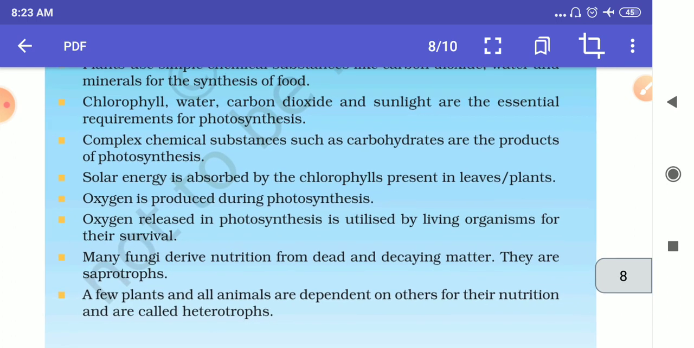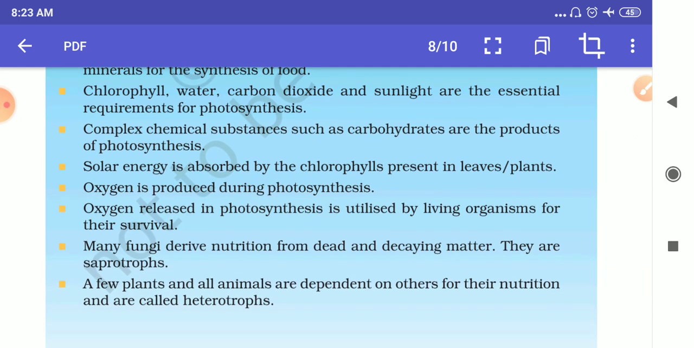In photosynthesis, solar energy is converted into chemical energy. Oxygen is the byproduct of photosynthesis. Oxygen is produced in photosynthesis. Soils need replenishment of nutrients, and that is done by different methods.